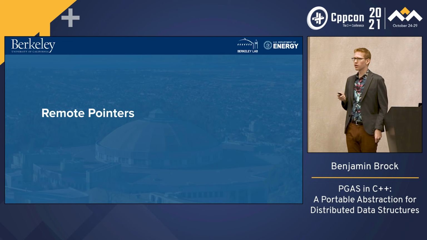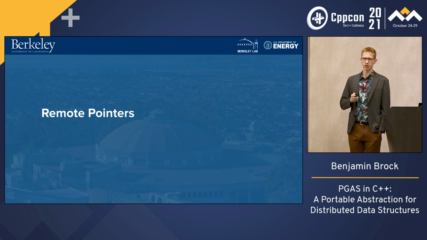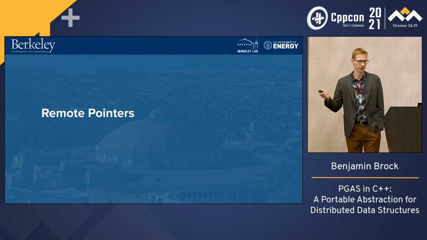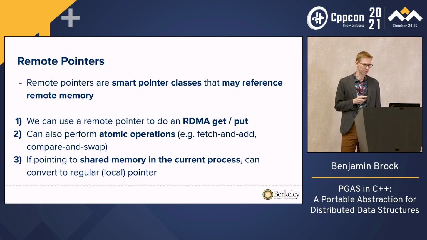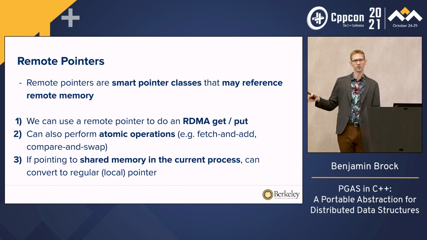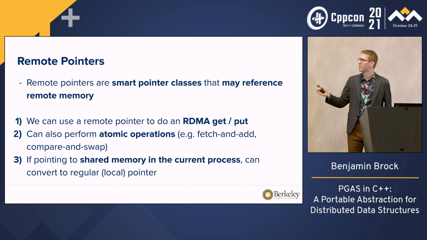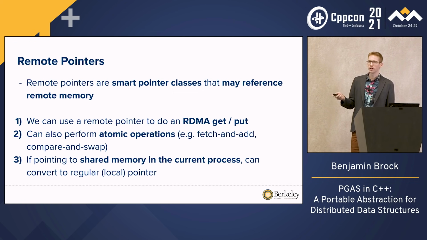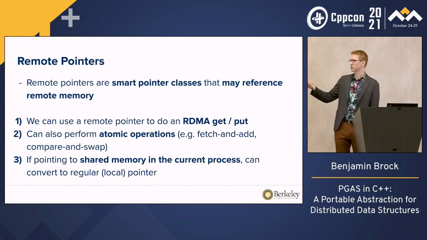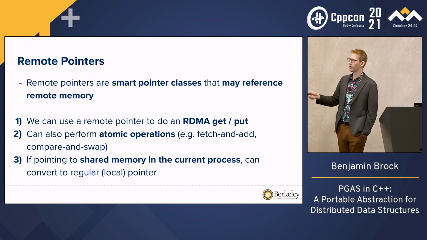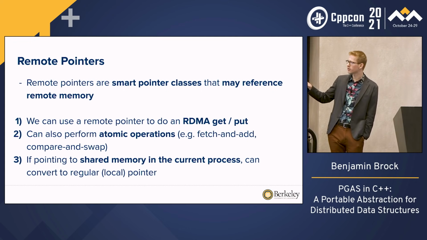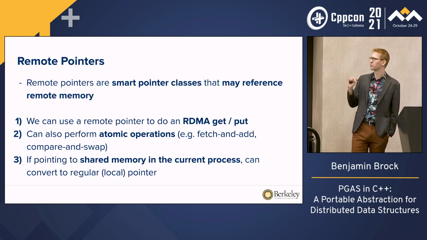All right, so let's talk first about the remote pointer abstraction that allows us to reference memory on other nodes and how we can implement that in C++. So remote pointers are a type of smart pointer that can reference remote memory. And we can use a remote pointer to perform a get and a put operation on the remote node. And we've already kind of seen how you can do that a little bit with a memcopy operation.